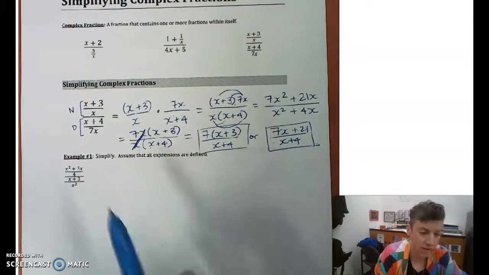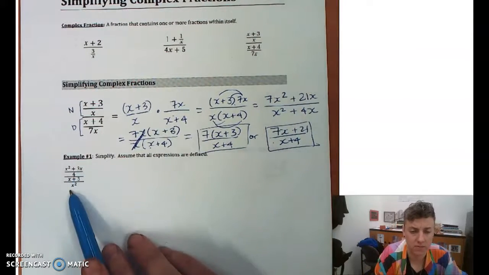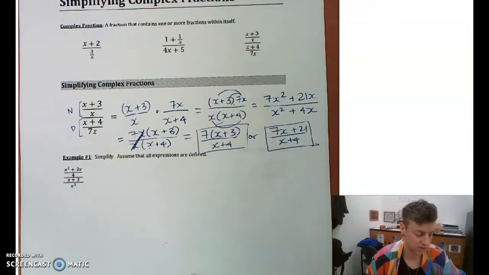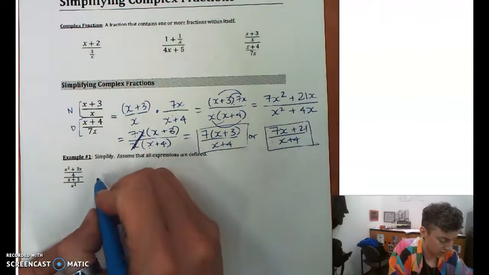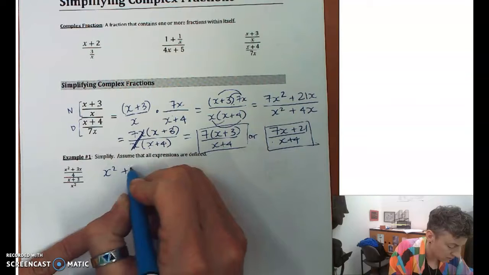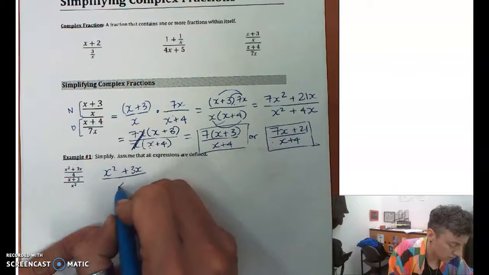Cool. Again, we have a fraction divided by a fraction. That sounds terrible. Let's change that into a fraction multiplied by a fraction. x squared plus 3x divided by 4.